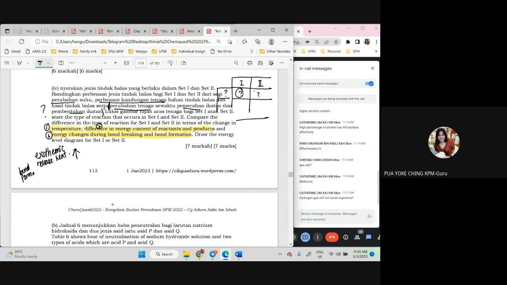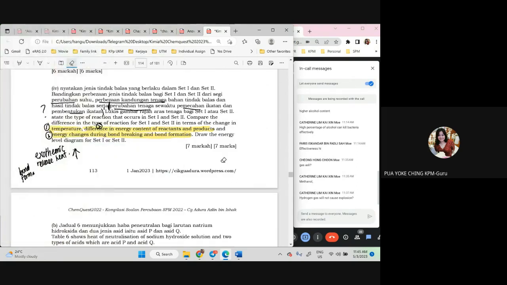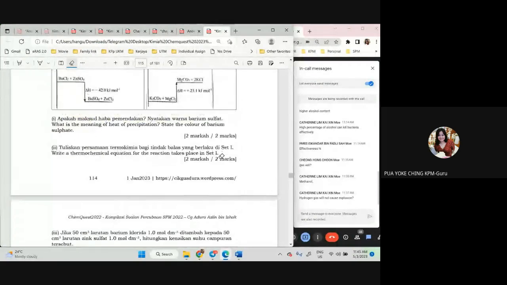So is 1, endothermic, blah, blah, blah. 2, exothermic. Heat energy absorbed, heat energy released. So tak ada title di depan pun boleh, tak ada masalah. We can help you to find the answer. If you are without title, means your answer must be in a complete sentence. Okay? Buat dalam sentence ayat yang lengkap, dan kita fahamlah apa you nak tulis. Okay? So that one is chapter 3.